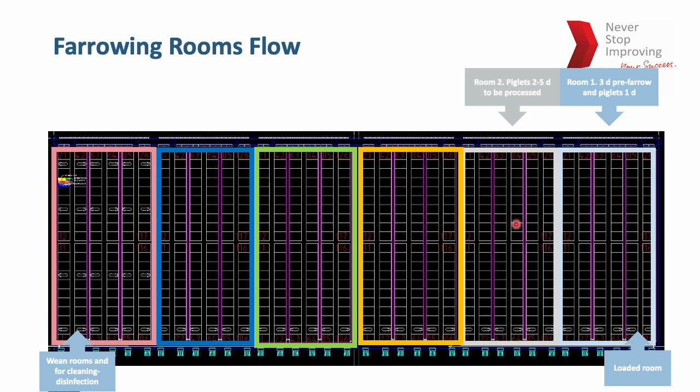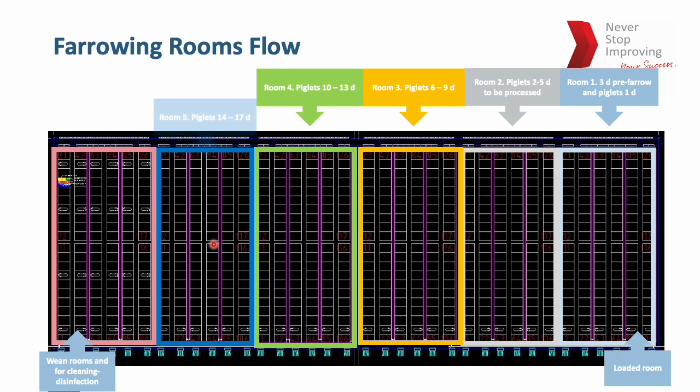Room 2 is already closed with piglets from 2 to 5 days old. At this time, processing begins. Room 3 has piglets from 6 to 9 days of age. Room 4 has piglets from 10 to 13 days of age. Room 5 has piglets from 14 to 17 days of age, and room 6 is ready to be weaned.